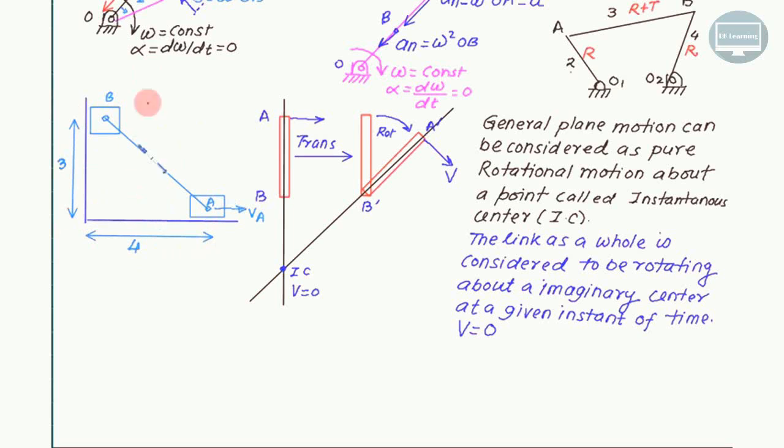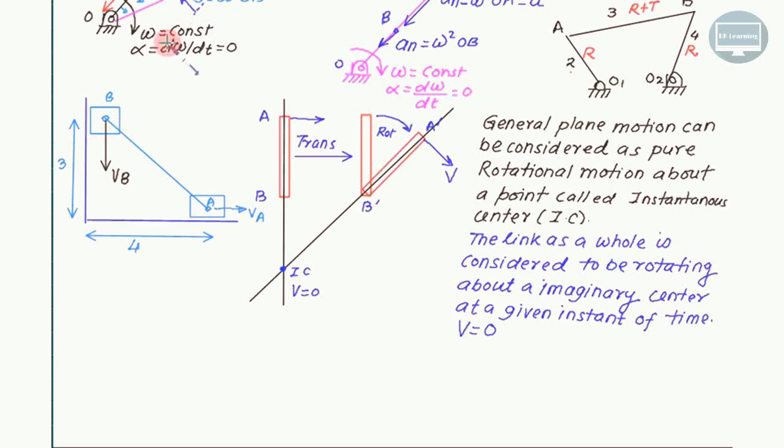Now from this figure it is very clear that this slider will go downward. So you know the velocity vector. The direction of the velocity vector is known to us. This velocity vector he has given to us, and this velocity we can find out, or we can get the idea of this velocity vector. So this velocity vector is VB vector.